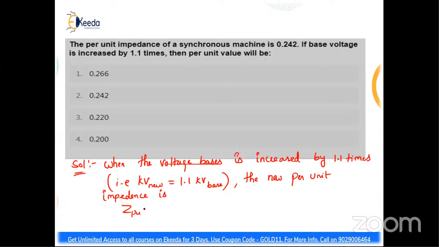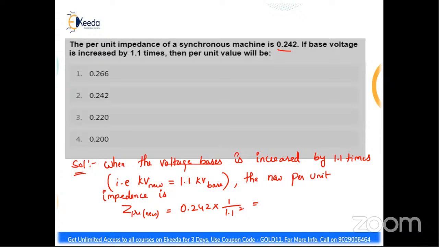ZPU new is equal to 0.242, right? This is our per unit impedance, that is ZPU old, 0.242 into, so what is the formula? kV old divided by kV new, squared. Now it is increased by 1.1 times, so I will take this as 1 divided by 1.1 square.